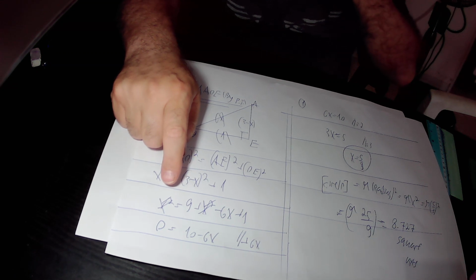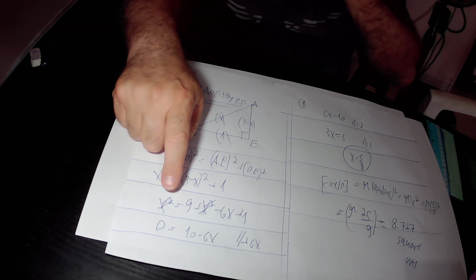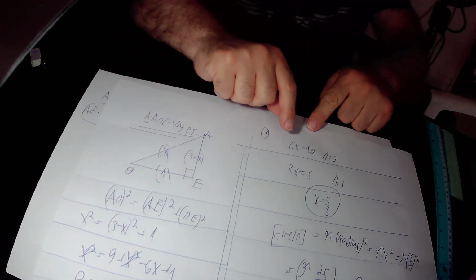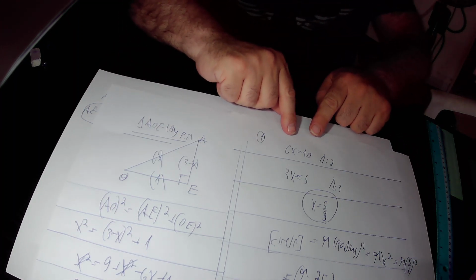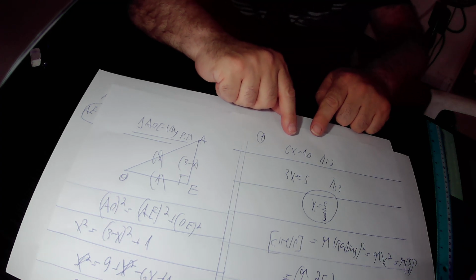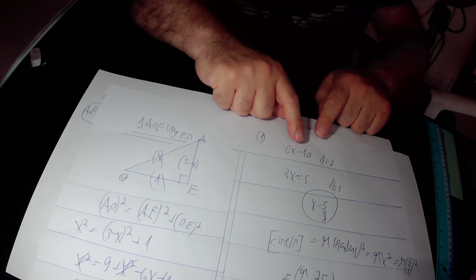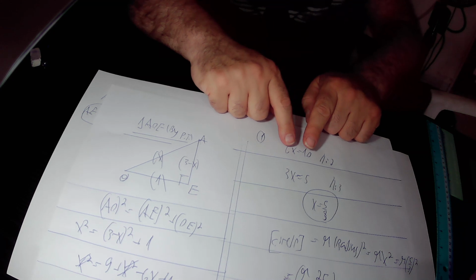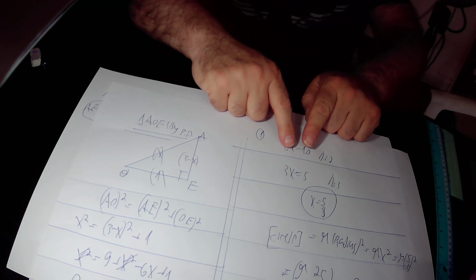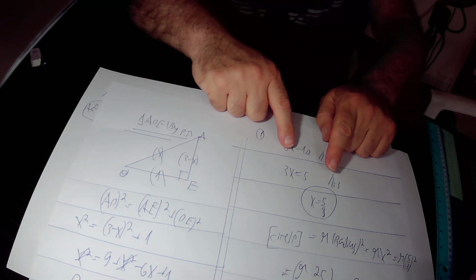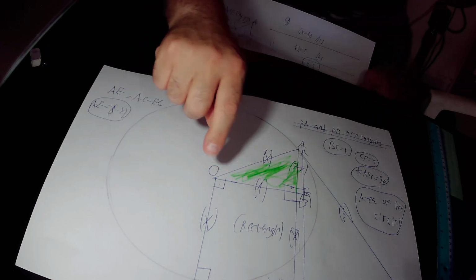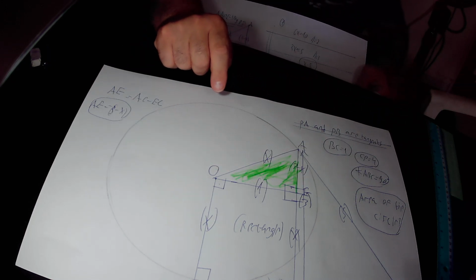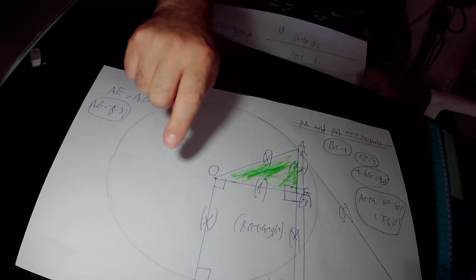So here we added 6x to both sides of the equation, and finally found that 6x equals 10. Here we divided this equation by 2 and found that 6x over 2 is 3x and 10 over 2 is 5. So in total, 3x equals 5. Here we divided this equation by 3 and finally found that x equals 5 over 3 units in length. That is to say, the radius of this circle, x, equals 5 over 3 units in length. Our mission is to find the area of this circle.